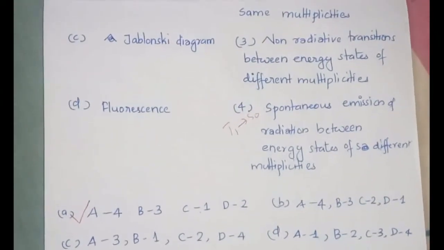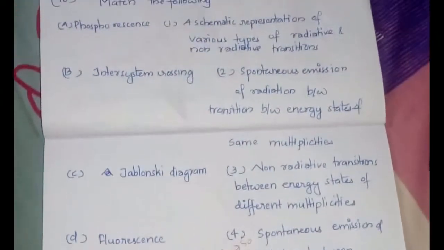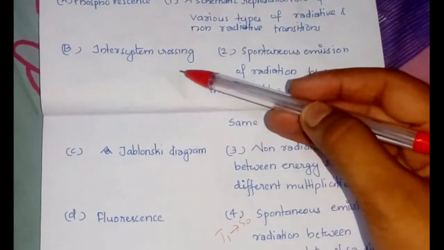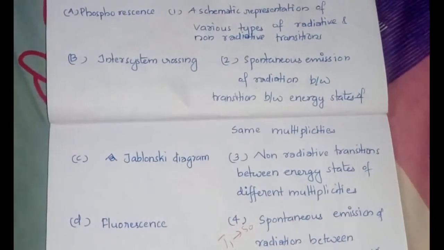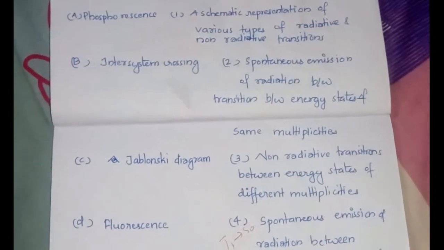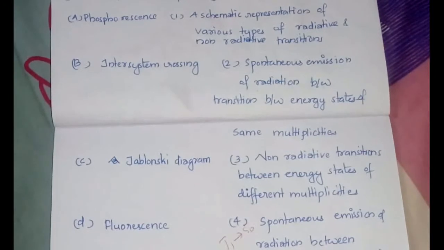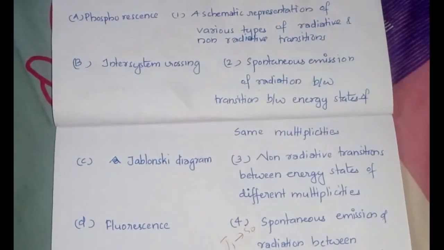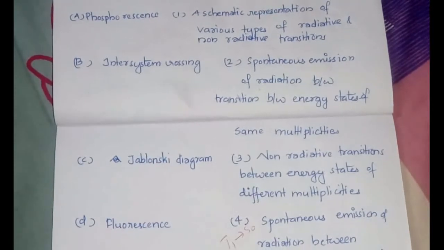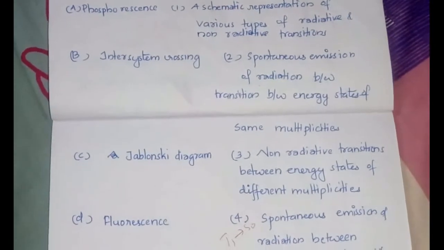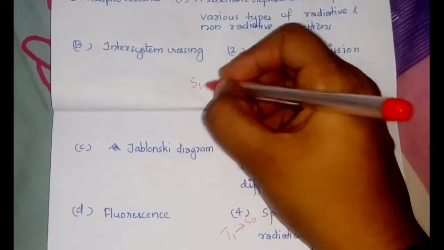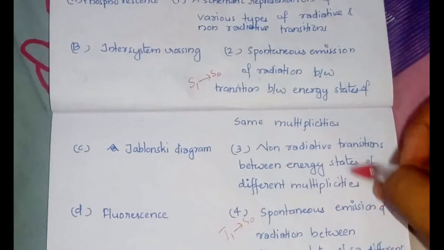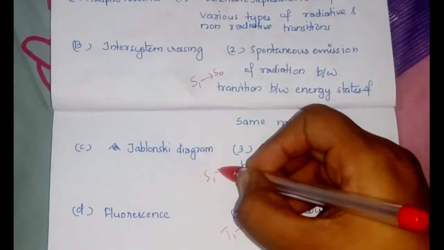Now next, B is equal to 3. What is B? B is intersystem crossing, and 3 is non-radiative transition. We know that intersystem crossing and internal conversion both are non-radiative transitions. So that is also right. B matches with 3. Now we have only fluorescence and option 2. Fluorescence is spontaneous emission of radiation between energy states of the same multiplicity. It is true, because it is from S1 to S0. And the non-radiative transition here will be S1 to T1.